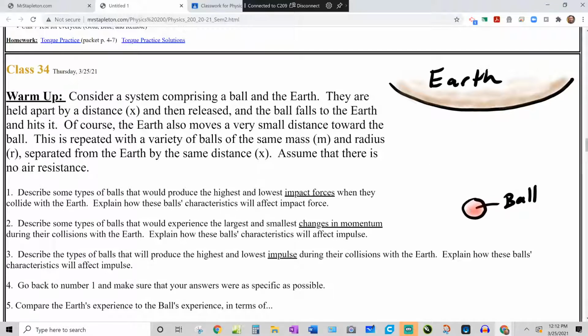But they all have the same mass, and they all have the same radius, and they're all separated from the earth by the same distance. So number one asks you to describe some types of balls that would produce the highest and lowest impact forces when they collide with the earth. So if you chose several different balls to release from this position, describe some that would produce the highest impact force and lowest impact force.